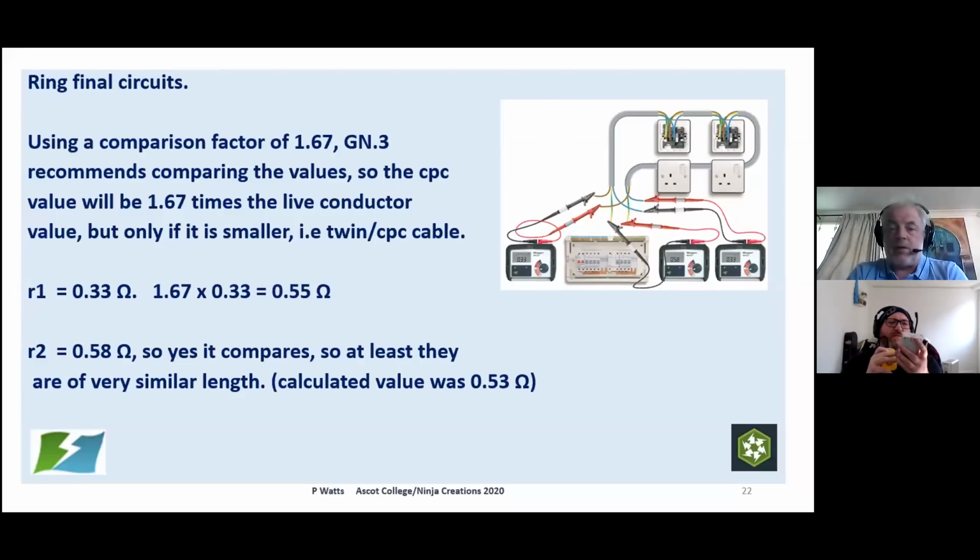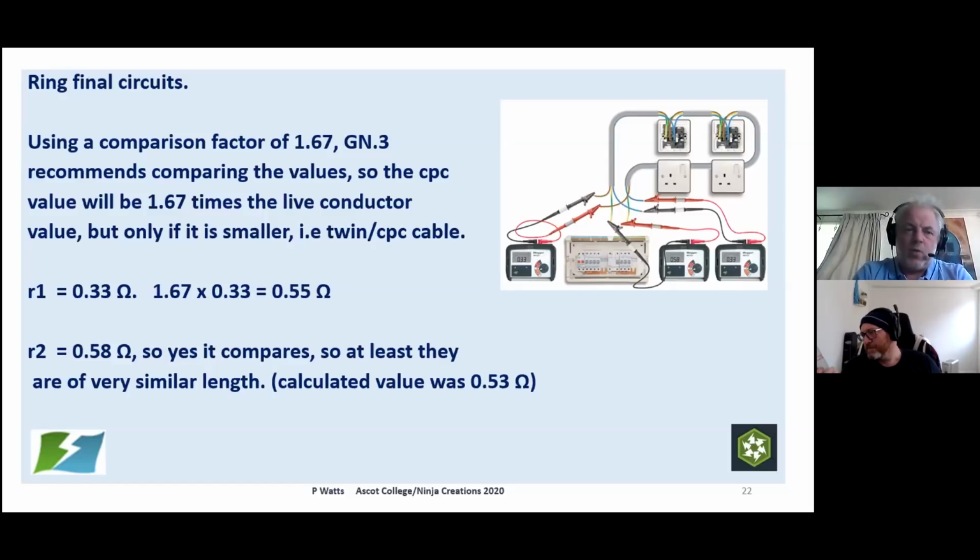Then we talked about Guidance Note 3 and the On-Site Guide and various other publications, which say we can use this comparison factor of 1.67, because the CPC is smaller than the line conductors in a twin and earth, so it will have a higher resistance. The value of the CPC will be roughly 1.67 times the value of the live conductor. And that only works if the CPC is smaller, so it won't work for singles cable. For twin and earth, we can use that.